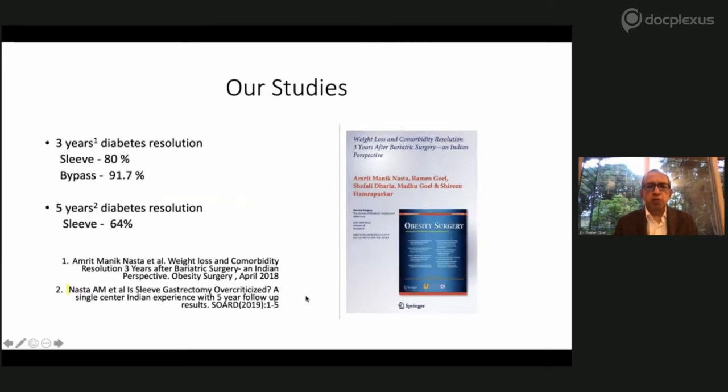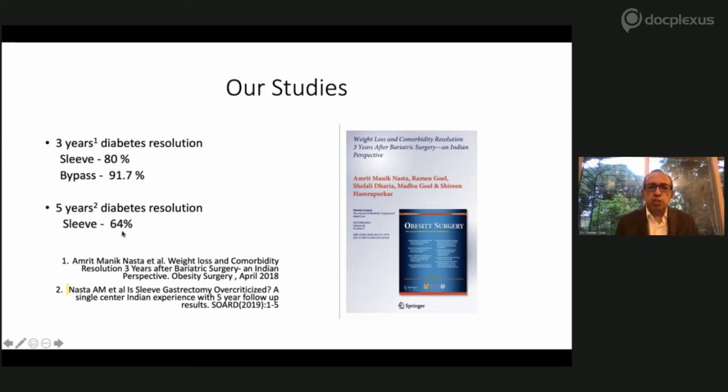We have also published our data multiple times. We had a 3-year follow-up of diabetic patients, where after sleeve gastrectomy, 80% of patients were off medicine for diabetes. And after bypass, after 3 years, almost 92% of patients were off medicine for diabetes. And then there was another study we published separately of sleeve gastrectomy alone, which showed that at 5 years, the diabetes resolution after sleeve gastrectomy was still 64%. So what does this mean?